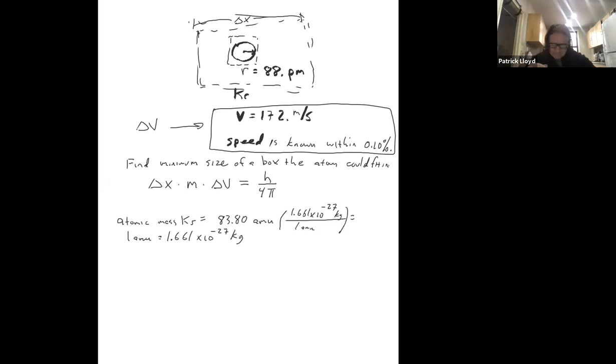you're going to get some very small number, right? 83.80 times 1.661 times 10 to the minus 27, and you get 1.392 times 10 to the minus 25, and then your AMUs are gone and you've got kilograms. So there's your mass in kilograms. We need to use MKS for all of this. All right, so now we have m, and in a sense, we have delta V.